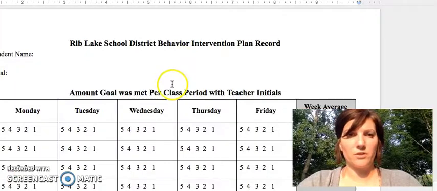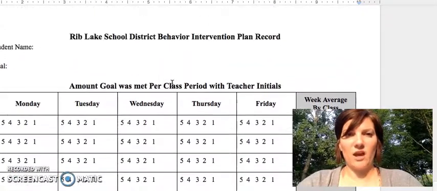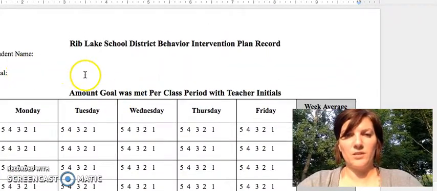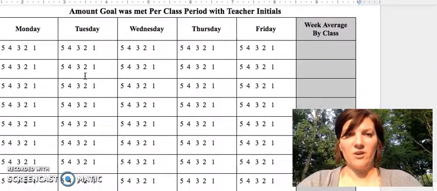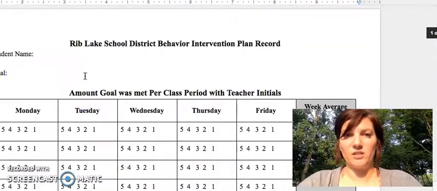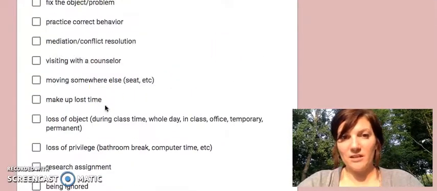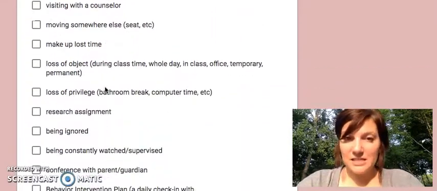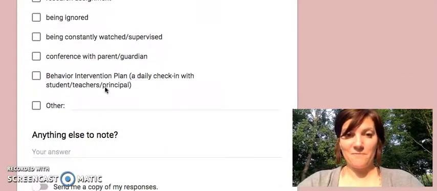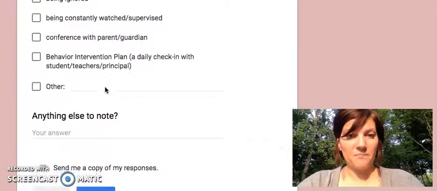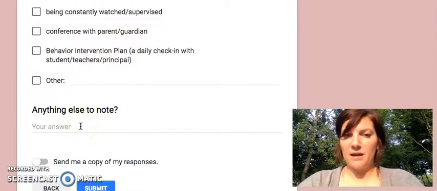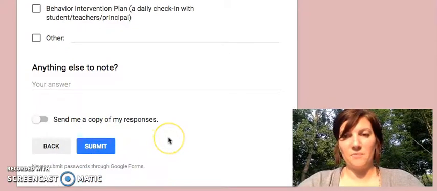I will share this with you as well. But basically this just talks about what's our goal for the student in regards to a behavior, and just gives us a little check-in sheet to see how well they're meeting that behavior day to day. So did you try anything like any of these in the classroom? If you did, just click that. If you didn't, don't click it. Okay. Anything else to note about that minor behavior, and then submit from there.